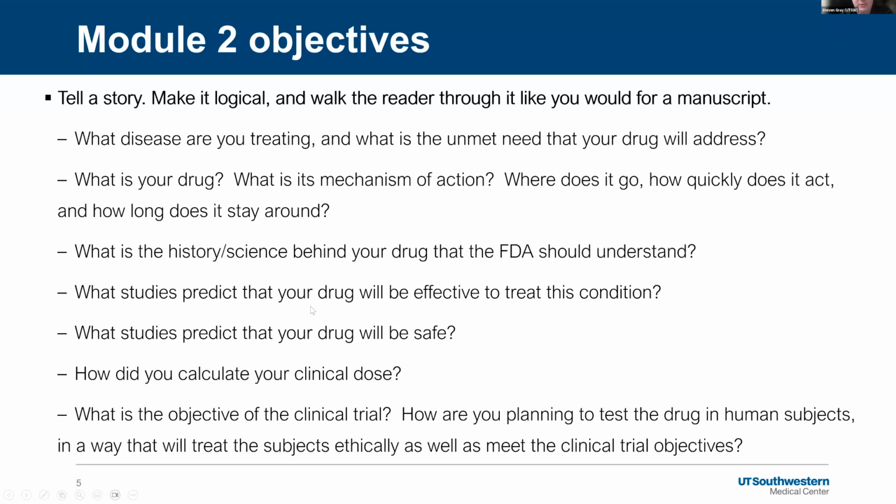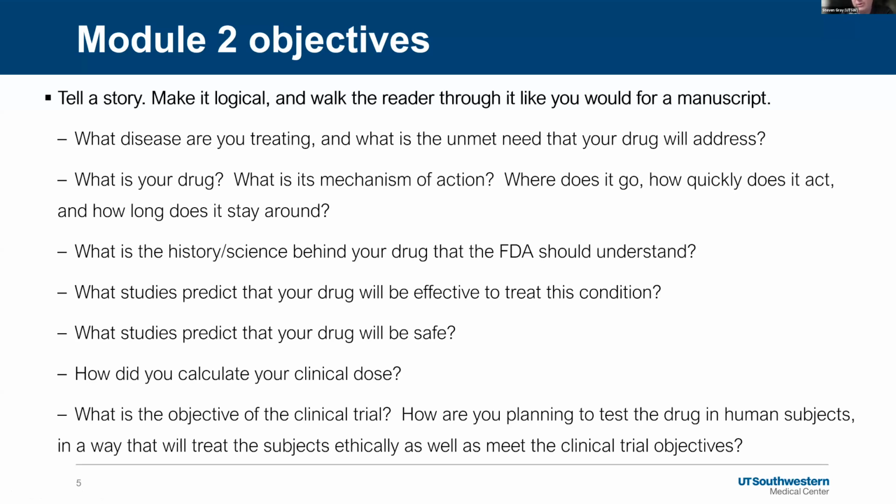And then, your preclinical studies are going to be divided into the studies that predict your drug will be effective to treat the condition, the studies that predict it will be safe, and how you calculate your clinical dose. It's also going to have a component focused on the clinical trial. So how are you planning to test the drug in human subjects? How are you doing this in a way that will treat them ethically and meet the clinical trial objectives?